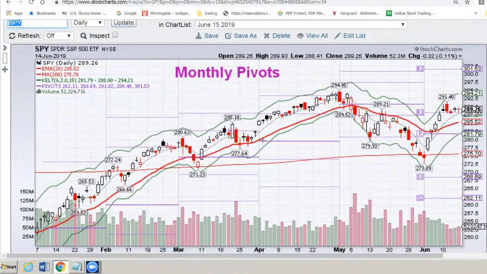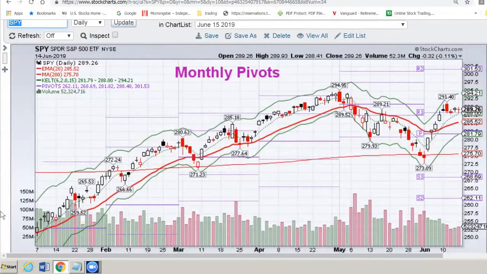For a positive trend, you'd like to stay above the monthly pivot. You can see that the monthly pivots have been rising through April and May, until in June the pivot fell off. We exceeded the R1, R2 level rather, in April here before the market corrected. And we got down to this S1 support here and S2 support in May before the market turned back around.